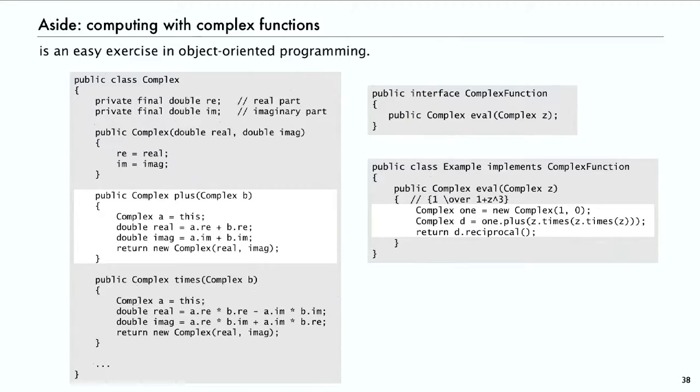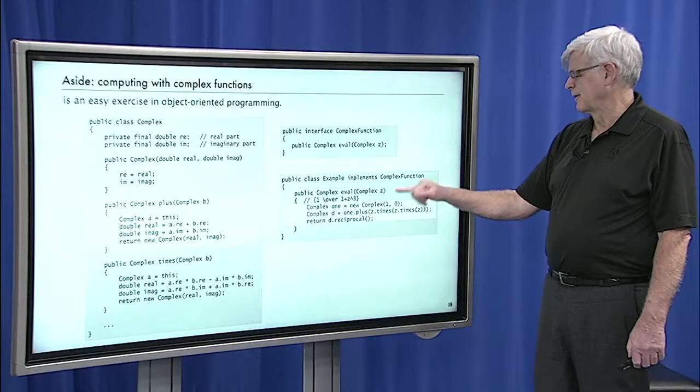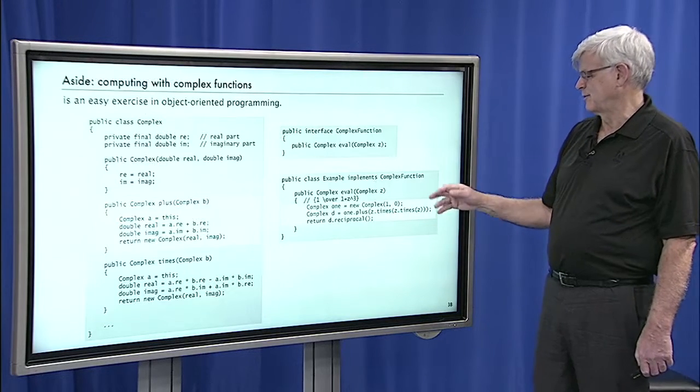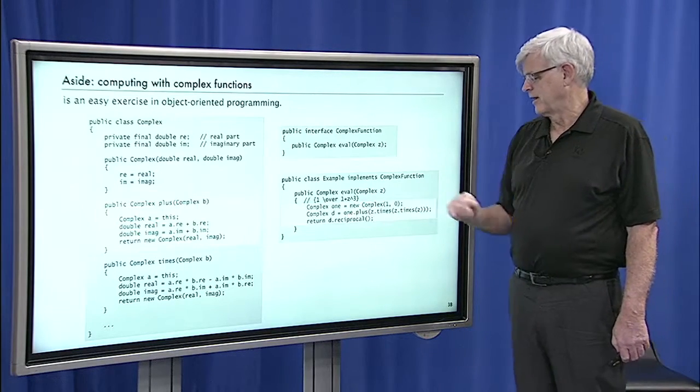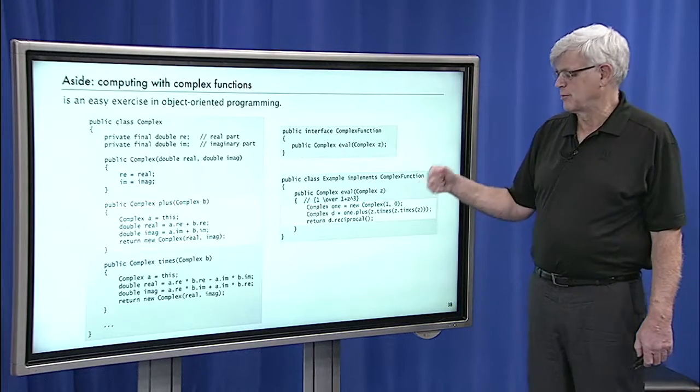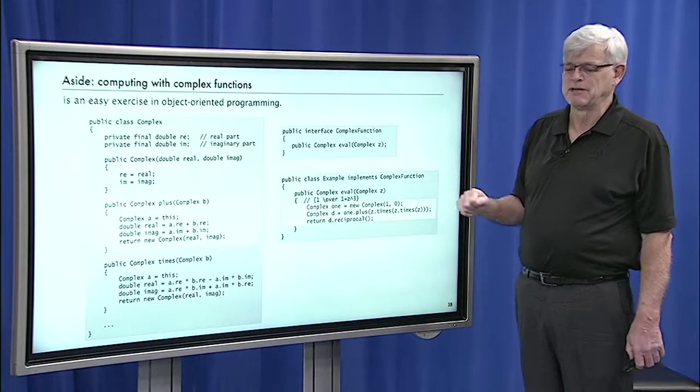And so this is an example of code that implements the complex function 1 over 1 plus z cubed. 1 is a new complex number that's got a real part of 1, imaginary part of 0. And then the denominator is going to be, we're going to take that number 1 and add a number to it. That's what the dot plus means. What are we going to add to it? We're going to add z times z times z. So that's 1 plus z cubed. And then we're going to take the reciprocal of that. That's the complex number that we're going to return, 1 over 1 plus z cubed.